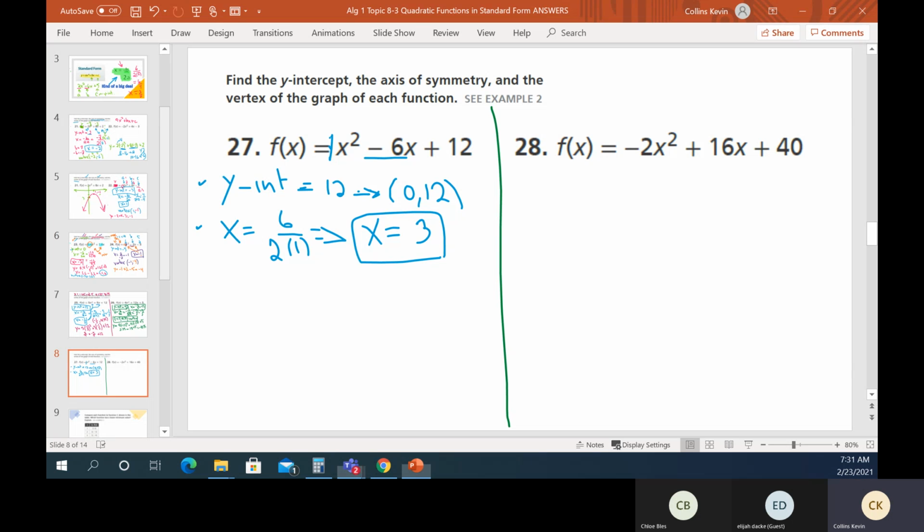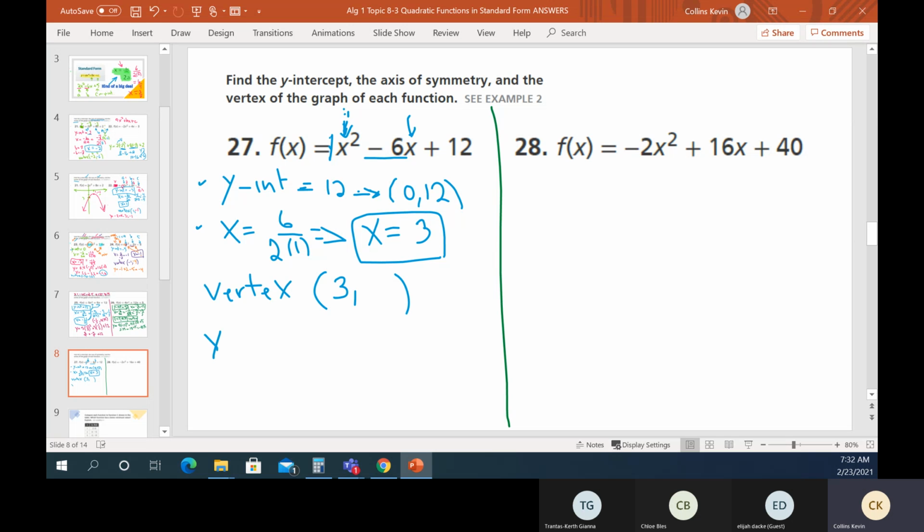All right. So this one's nice because it's not a fraction. So we go ahead and just pop 3 in wherever we see x up here. So we're going to pop a 3 in here and a 3 in here. Okay, so that's going to give us y. So let's get our vertex started here, right? So vertex, first number is going to be 3. Second number we're about to figure out, right?